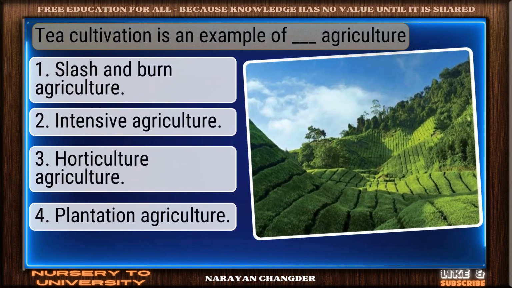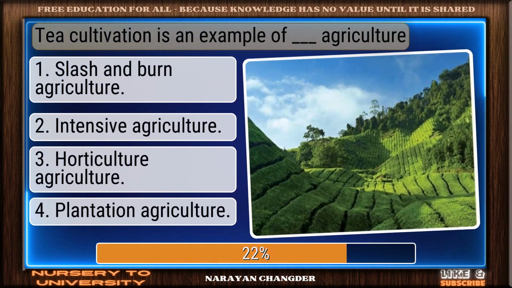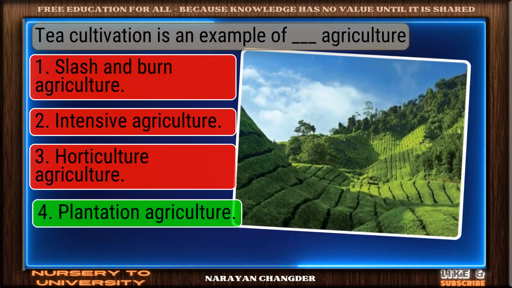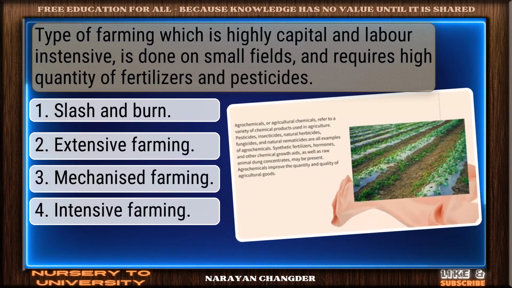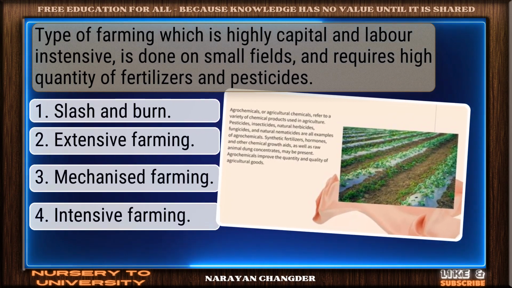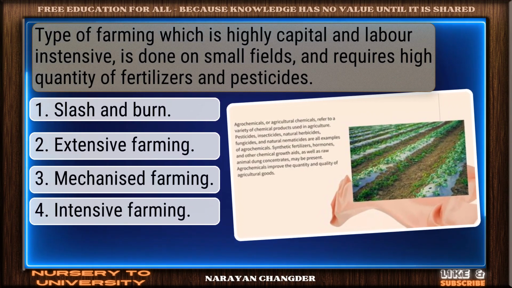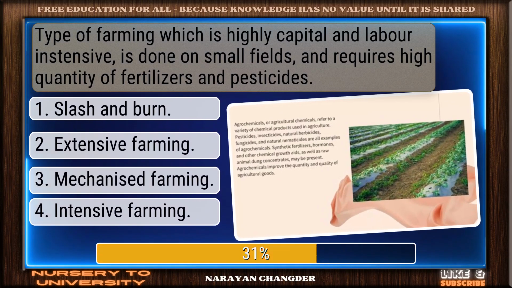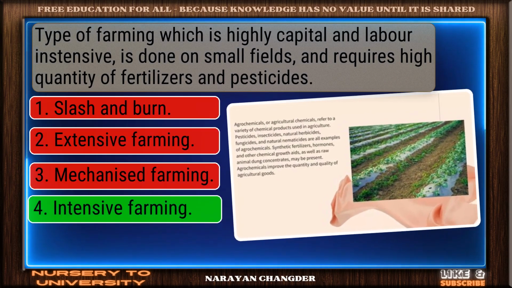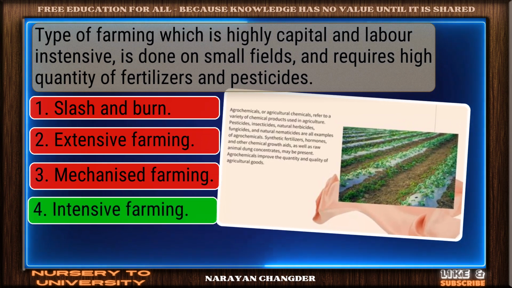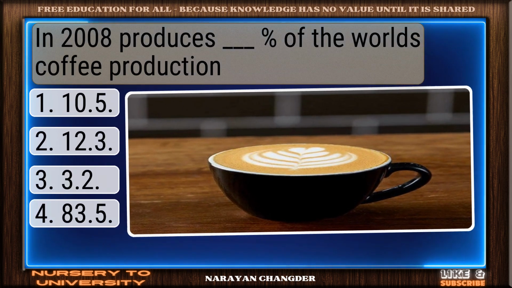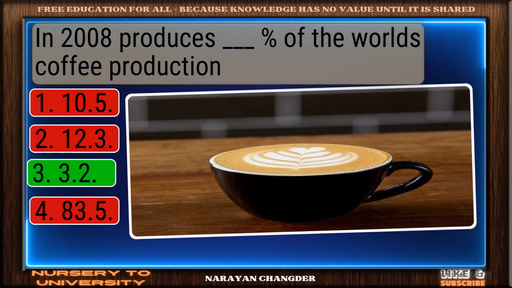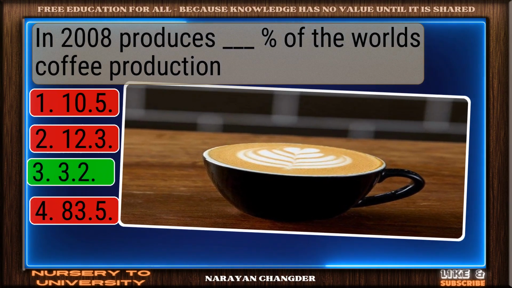Tea cultivation is an example of dash agriculture. On track. Plantation agriculture is correct. Type of farming which is highly capital and labor intensive is done on small fields and requires high quantity of fertilizers and pesticides. You got it. Intensive farming fits. In 2008 dash produces dash percent of the world's coffee production. Nicely done. 3.2 is solid.